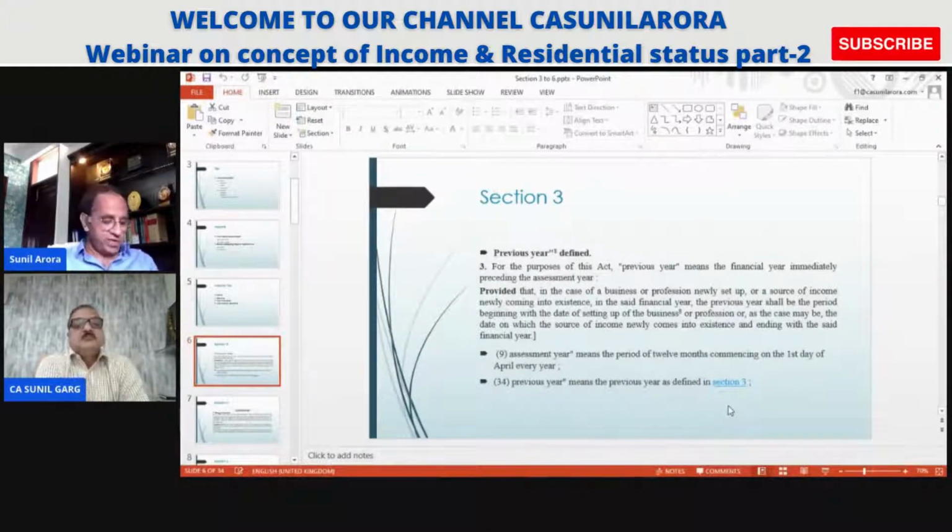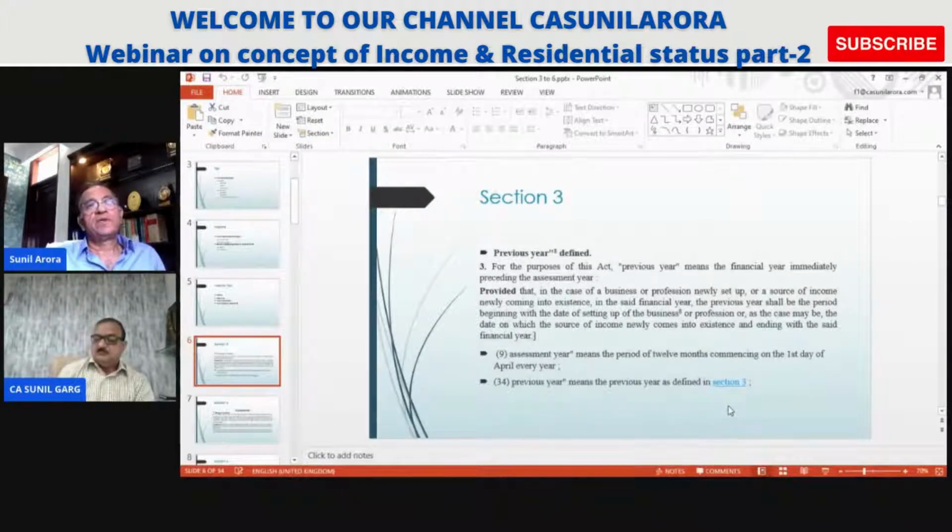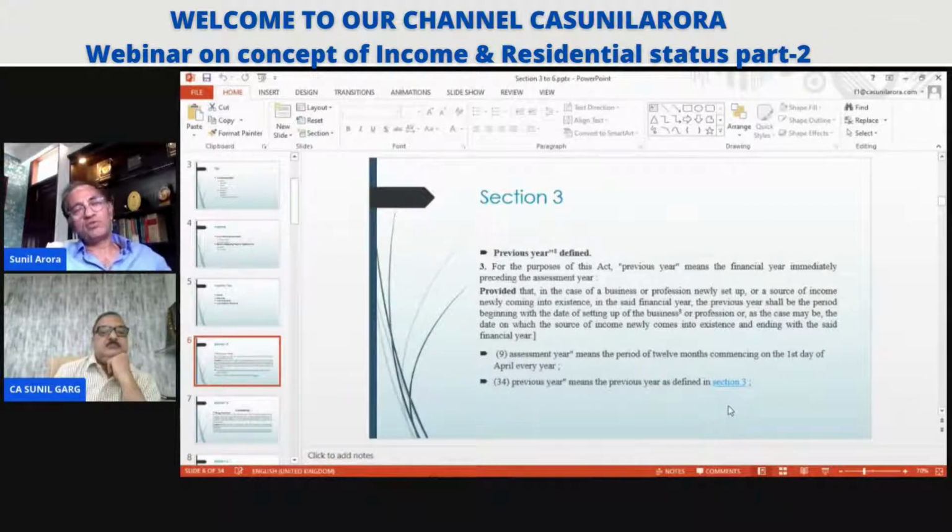So, as far as section 3 is concerned, section 3 defines a previous year. Whenever I look at it, the first time I studied tax, as I was saying, in college, was sometime in the late 70s. In 79, I started my articles. Since then, we have been reading about this concept of previous year. Honestly speaking, we have got so used to this concept of previous year and assessment year that we don't find it peculiar.